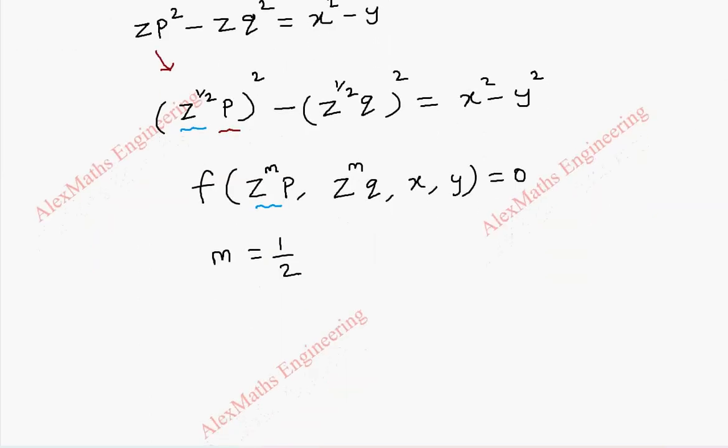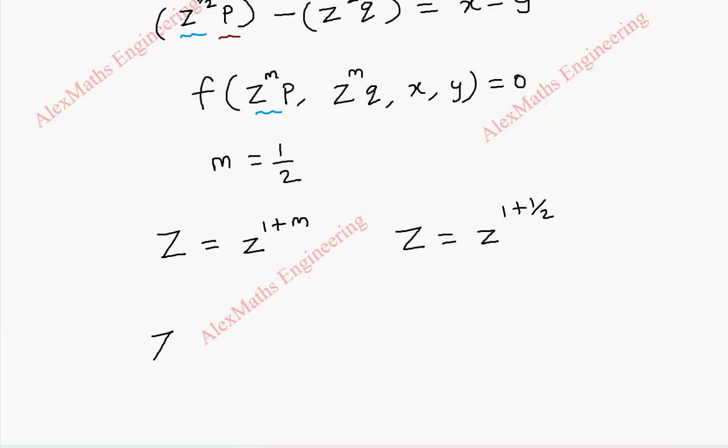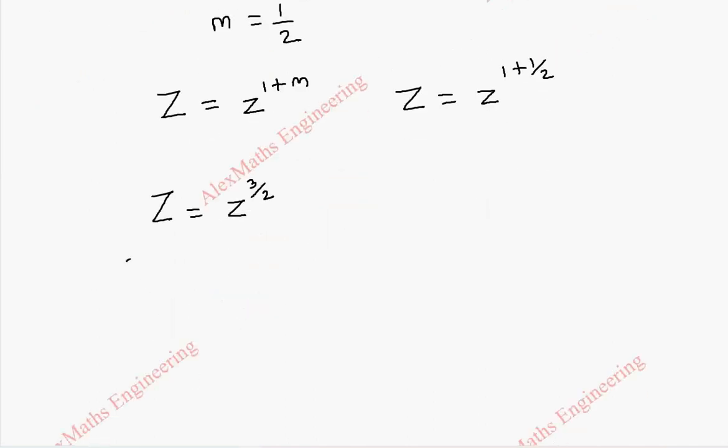When the value is other than minus 1, we go for taking capital Z as z power 1 plus m as our substitution. So capital Z will be z power 1 plus half, and that gives 3 by 2. So capital Z is z power 3 by 2. Now let's do the partial derivative of this capital Z with respect to small z, which is 3 by 2 z power 3 by 2 minus 1, that is 1 by 2.